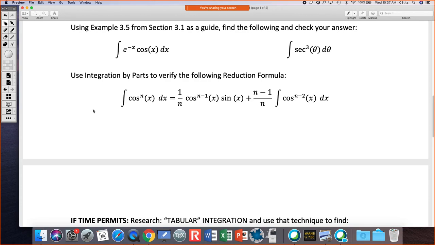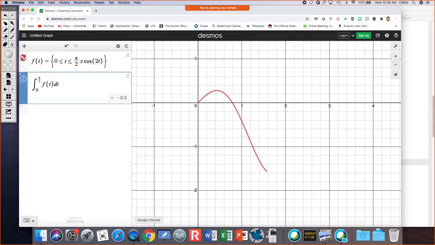Here's where I'm not going to say the method breaks down. It just gets a little more involved. So let's try to integrate here: e to the negative x cosine of x dx. These types of functions are really important because they represent damped oscillations.